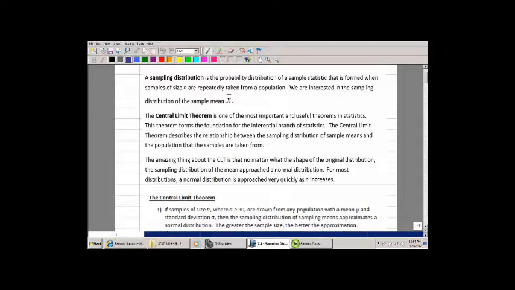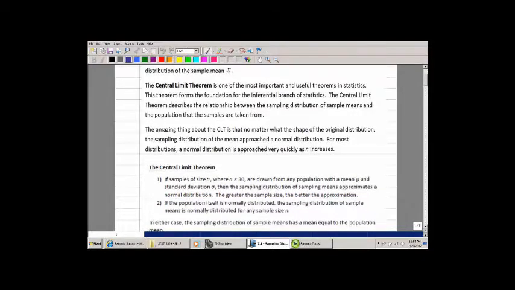Now the central limit theorem is an important relationship based on the sample size of your data. And down here it tells you that if samples of size n, where n is greater than or equal to 30, are drawn from any population with a mean mu and standard deviation sigma, then the sampling distribution of sampling means approximates a normal distribution. The greater the sample size, the better the approximation.